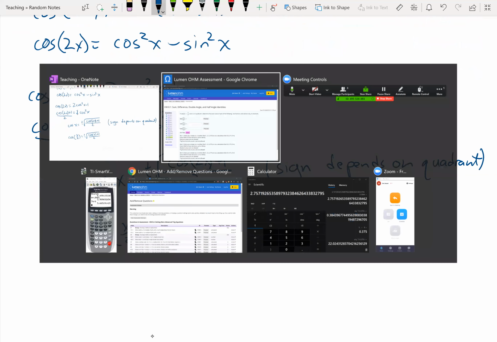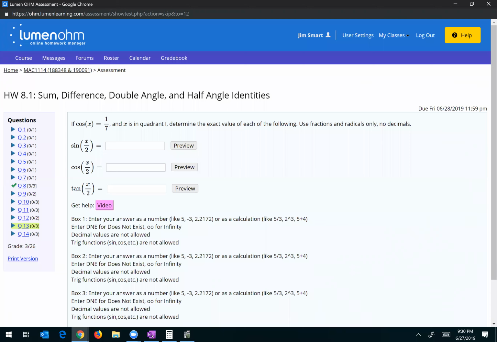So let's go back and look at this problem. We're in quadrant 1. In quadrant 1, your angle is somewhere between 0 and 90 degrees. Let's use degrees for a second, that's easier to think about. Half of 0 is 0, obviously. Half of 90 is 45. So the half angle is between 0 and 45, so it's still going to be positive. So I'm going to use the positive square root. So cosine is 1 over 7.